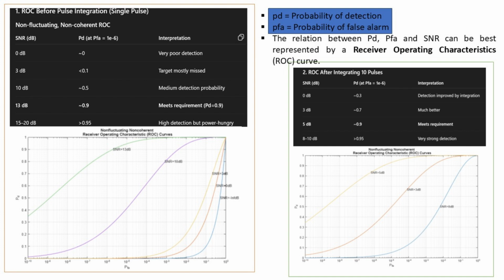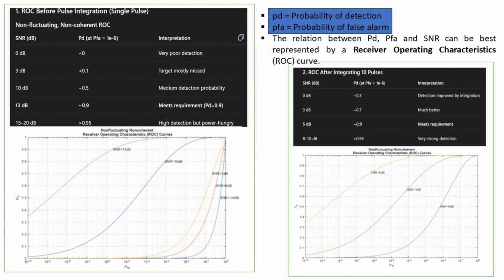Trade-off: for any fixed SNR, increasing the detection threshold lowers PFA but also lowers PD. The ROC shows that trade-off across all thresholds. The left table plus plot, single pulse, tell you: the table rows show example SNRs and the PD you get when PFA is fixed at 1e-6.